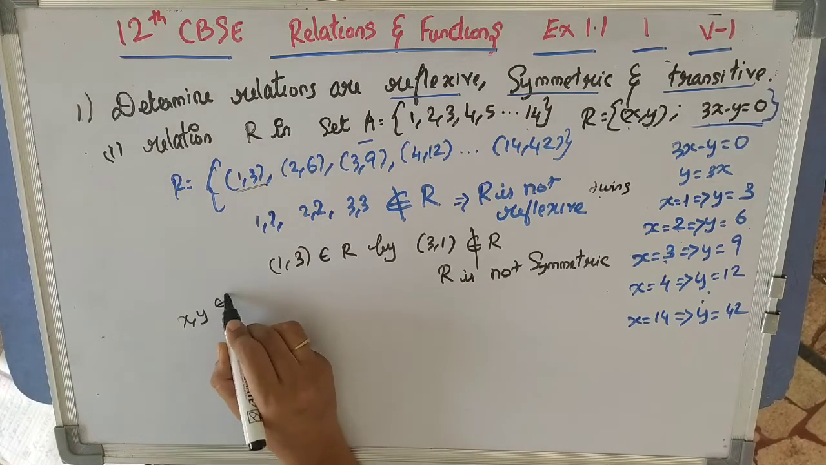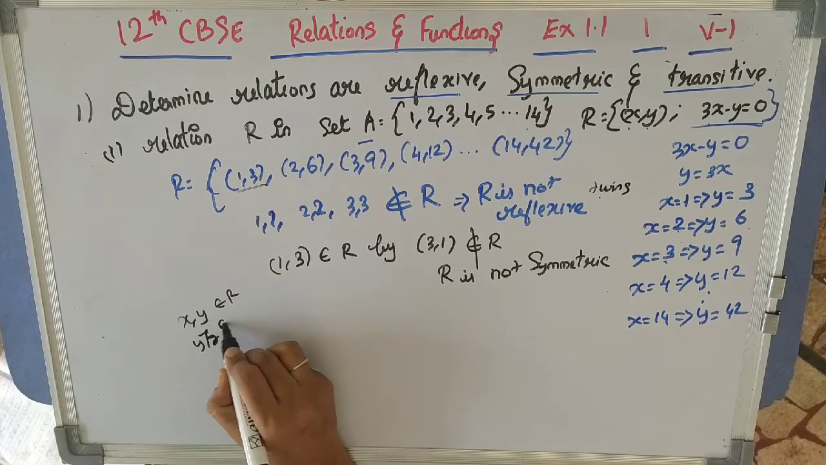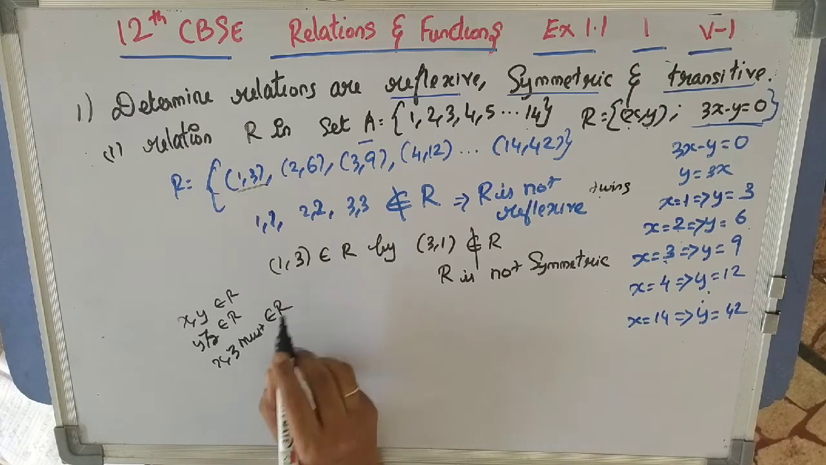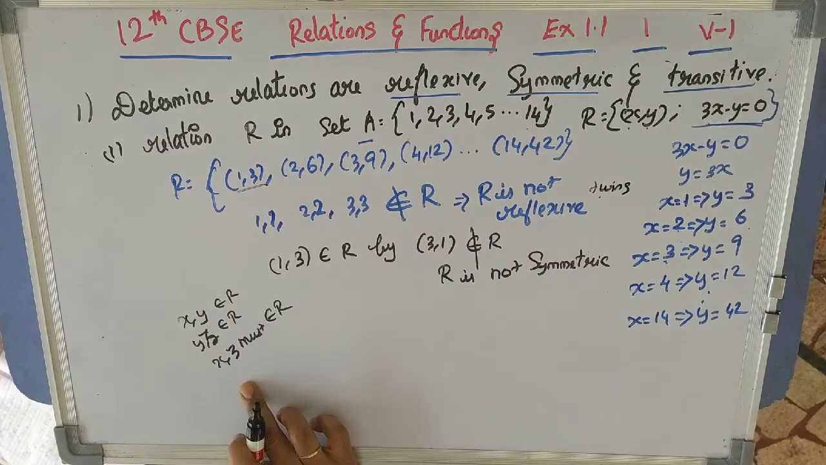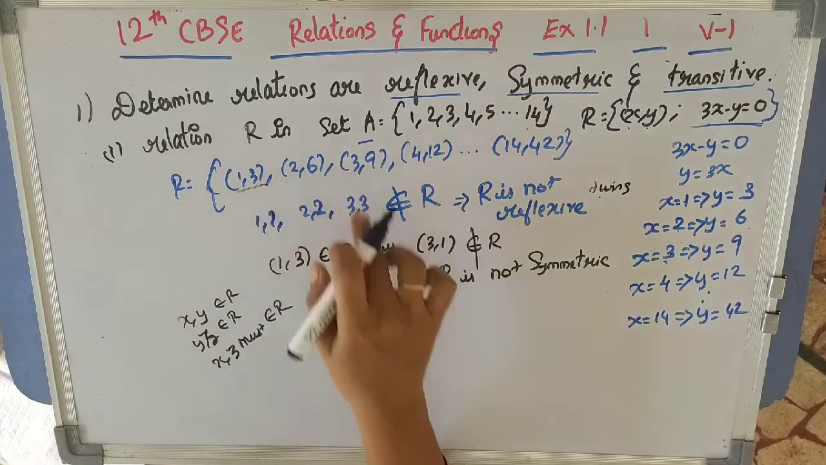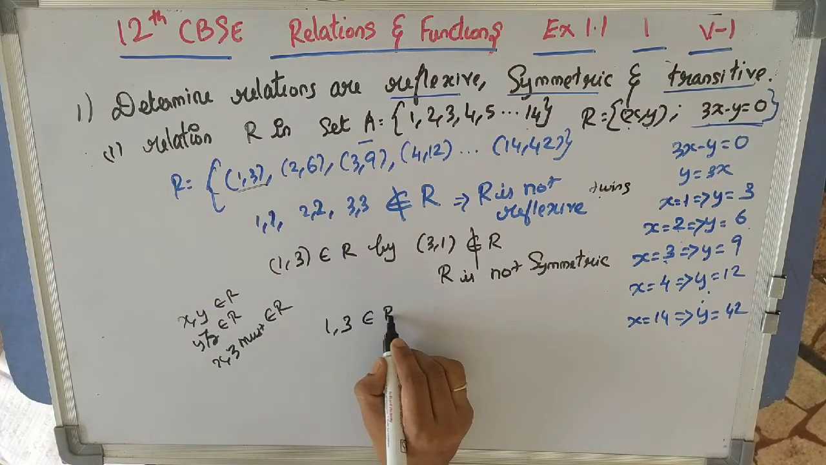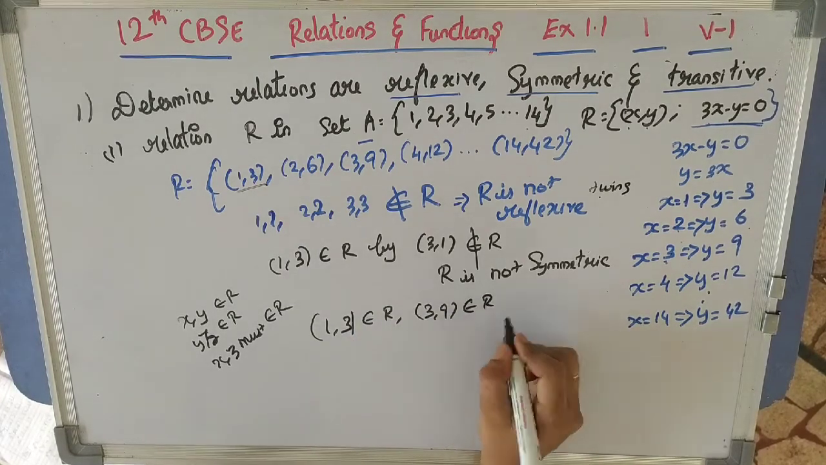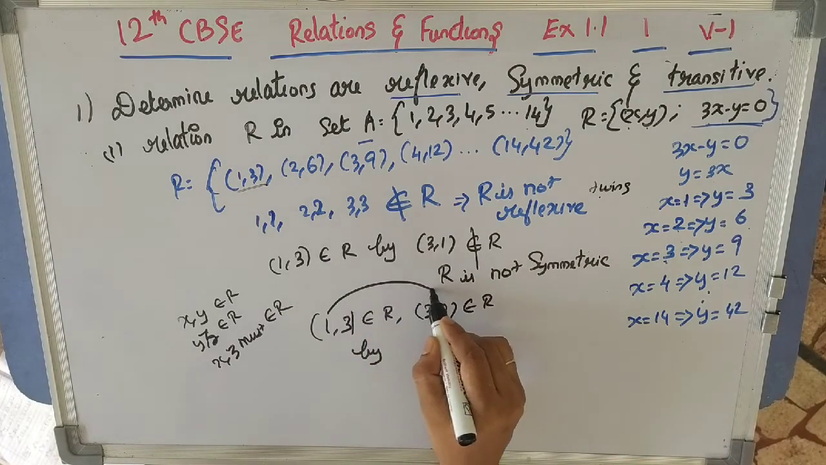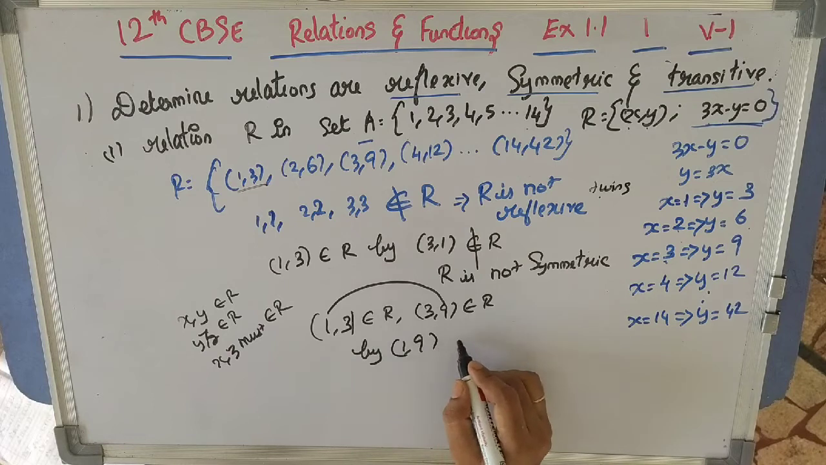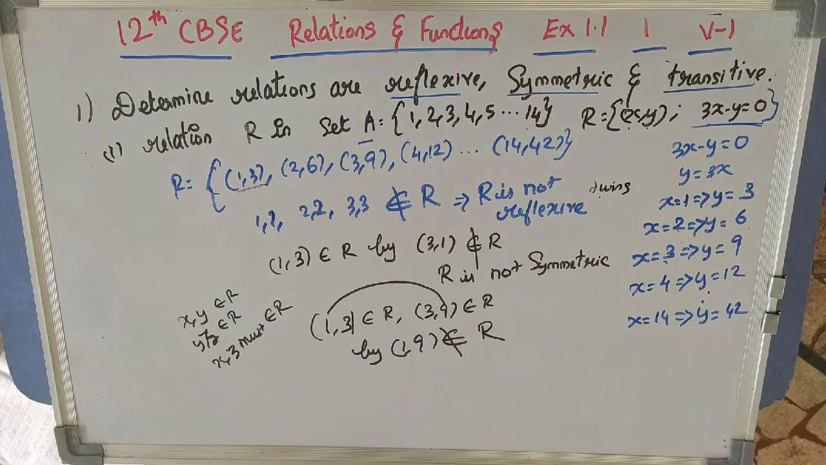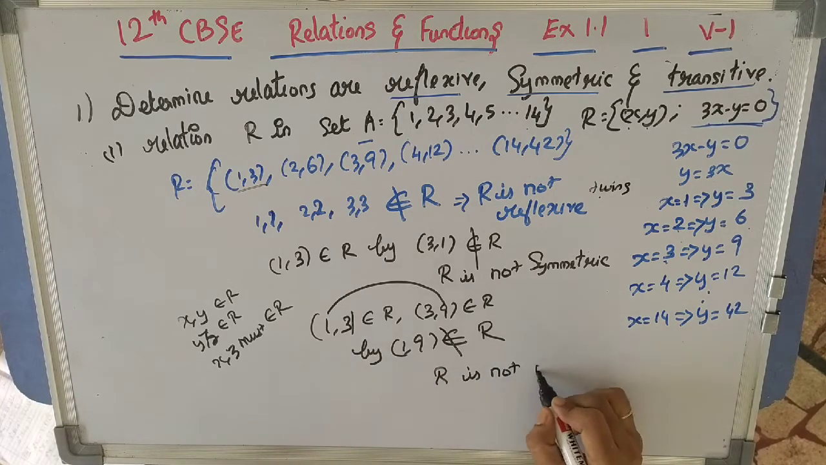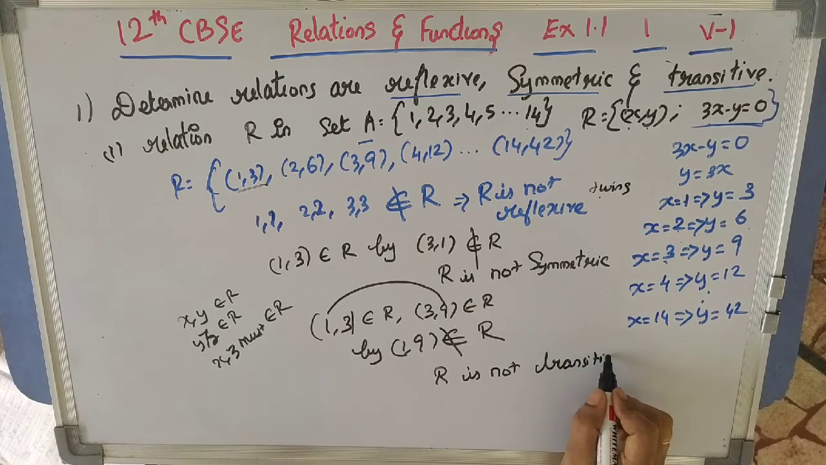Now we can see the transitive relation. You can check whether it is transitive or not. What is a transitive relation? If (x, y) is an element of R and (y, z) is an element of R, then (x, z) must be an element of R. This is a transitive relation, isn't it? Here, (1, 3) is an element of R. (3, 9) is an element of R. So what should be an element of R? (1, 9), that is (x, z). (1, 9) must be an element of R for R to be transitive. But here, it is not an element of R. Therefore, R is not transitive.